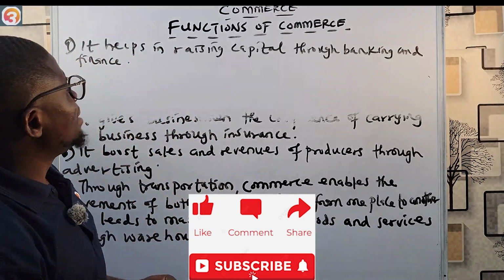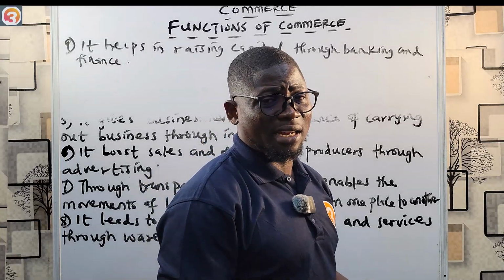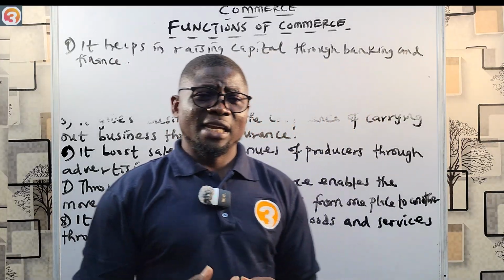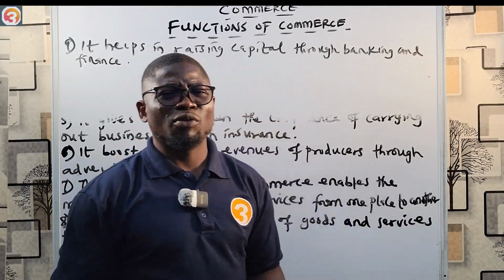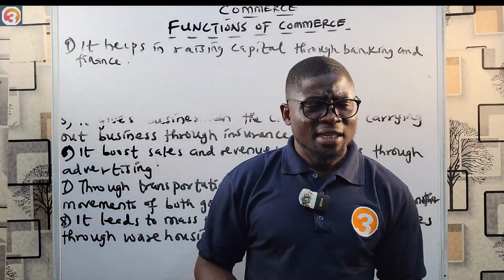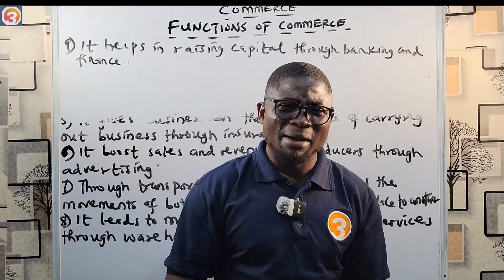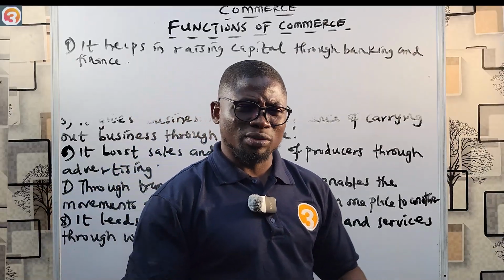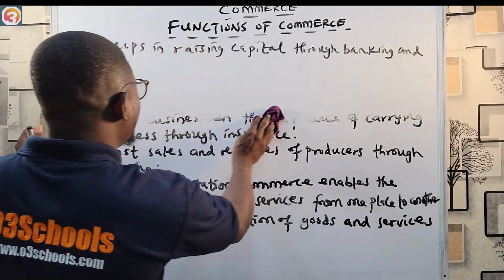Now, it helps in raising capital through banking and finance. There are some agricultural banks now. You have the Bank of Agriculture in Nigeria, that helps in improving productivity, so that farmers can work and be more productive. They can go to the bank, take loans to do their farm and employ better means of farming. Even the government assists them sometimes with equipment and materials to enable them to farm better.